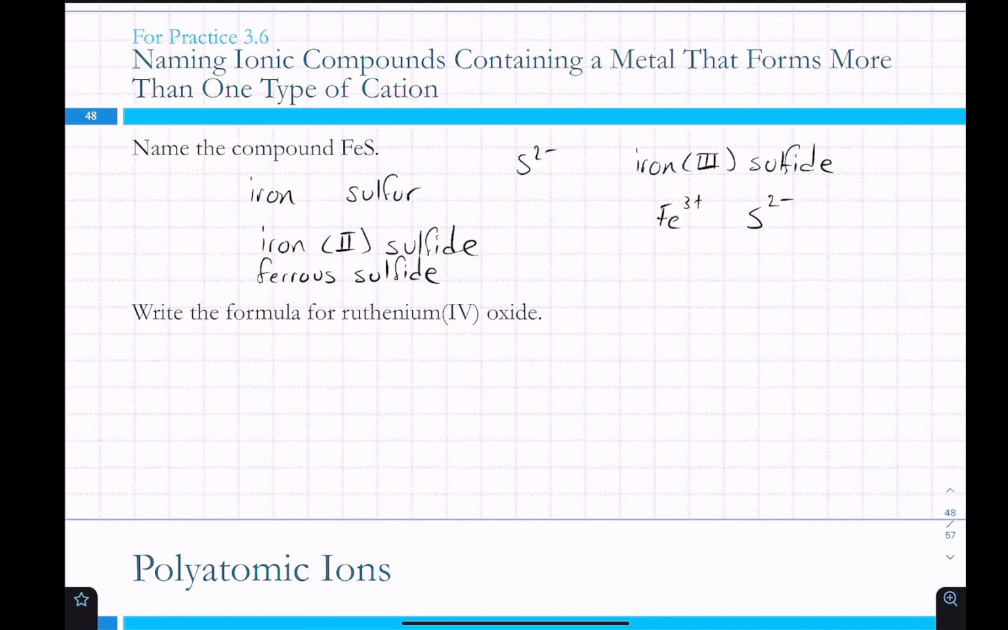And this is where the crisscross method is especially helpful because you get two numbers that don't go evenly into each other. When one thing has a 1+ charge and the other has a 2- charge, then, oh, I need two of them. That makes it very easy. But with these, we have to use the least common multiple of their charges. So this will be Fe2S3.